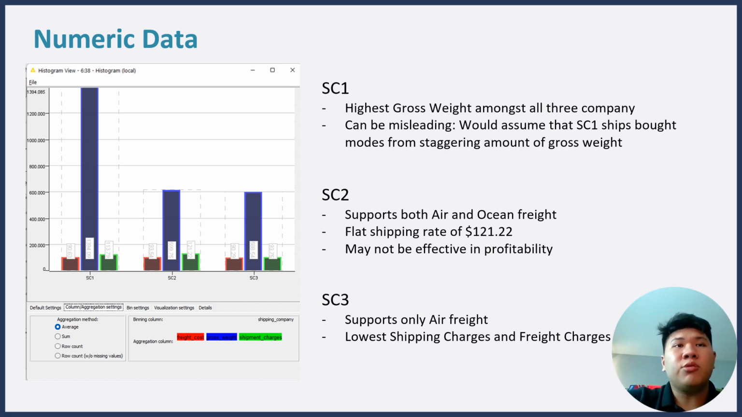And shipping company 2 supports both air and ocean freight, with flat shipping rates of $121.22, and may not be effective in profitability. And shipping company 3 supports only air freight, with lower shipping charges and freight charges.